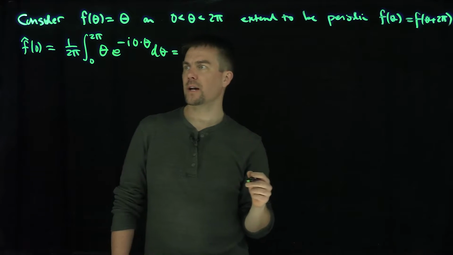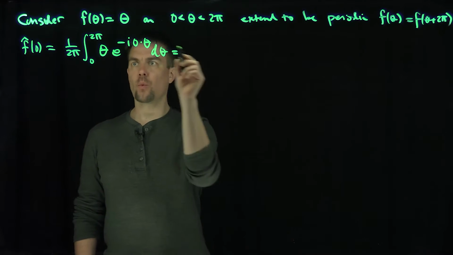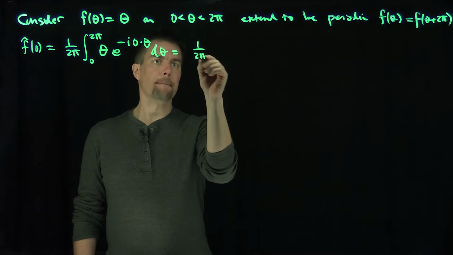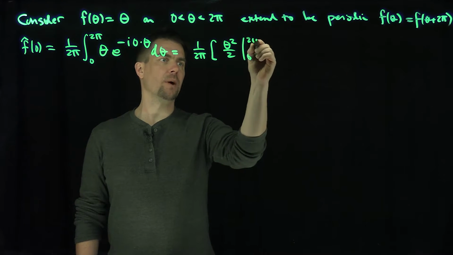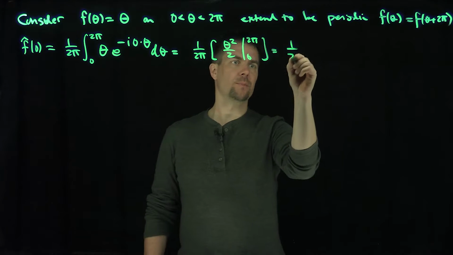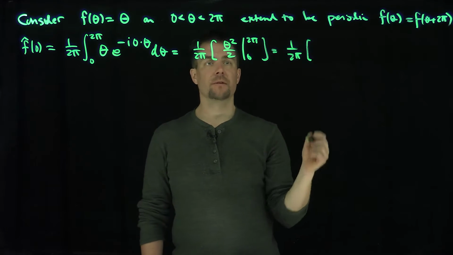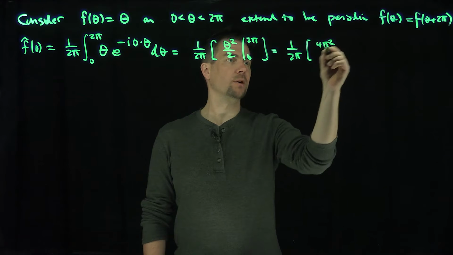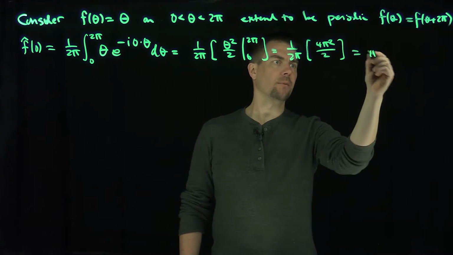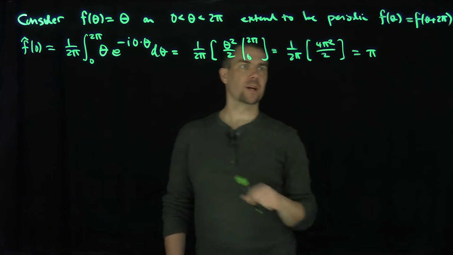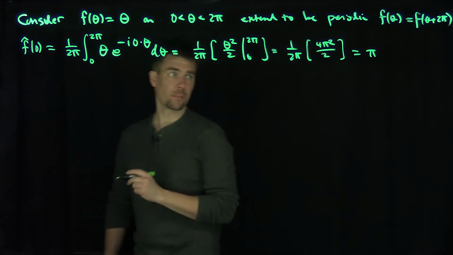So what we're going to have over here is, that's just 1. So this is going to be 1 over 2 pi, and then we're going to have theta squared over 2 from 0 to 2 pi. So we're going to have a 1 over 2 pi, and the top one is going to be 4 pi squared over 2. So I just get a total of pi from this, because the 4 over 2 is a 2. The 2 cancels out, and one of the pi's cancel out. So f hat of 0 is equal to pi.